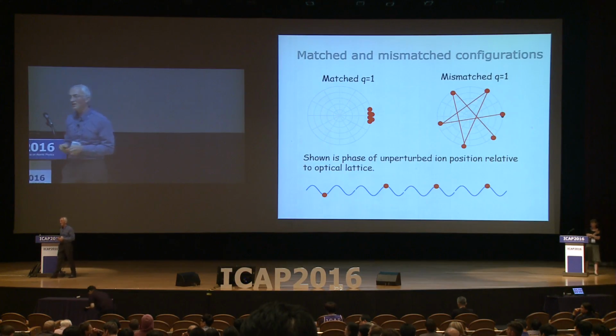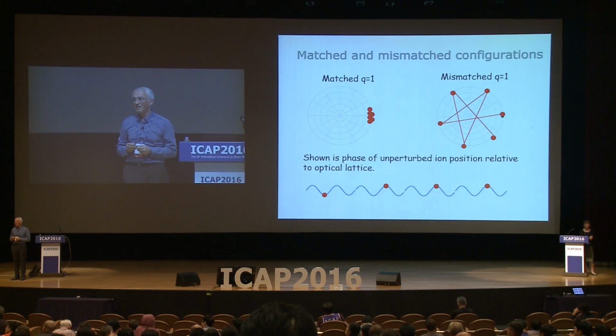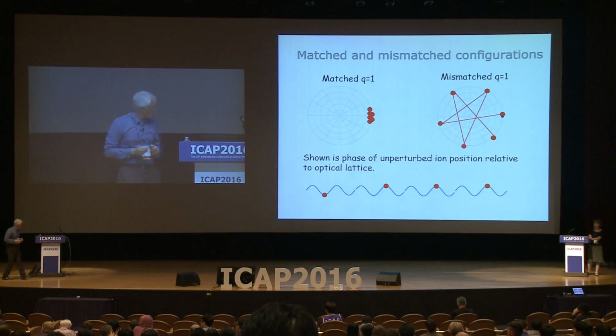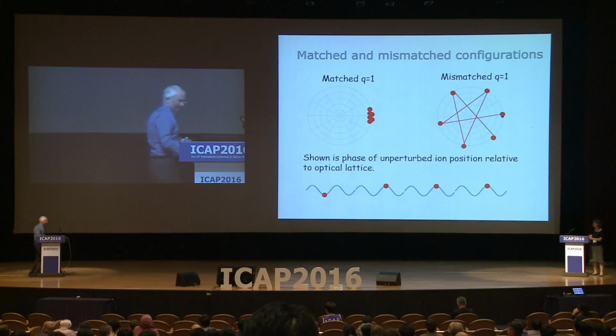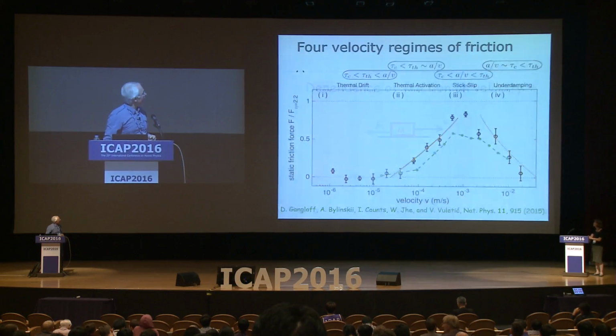One question: how does the velocity dependence of friction behave when you have more ions in a mismatched case? Do you still see this increase in friction with increasing velocity at one point? Yes, you definitely do. Maybe I'll show you just one versus two. I have a graph for that. Let's see.